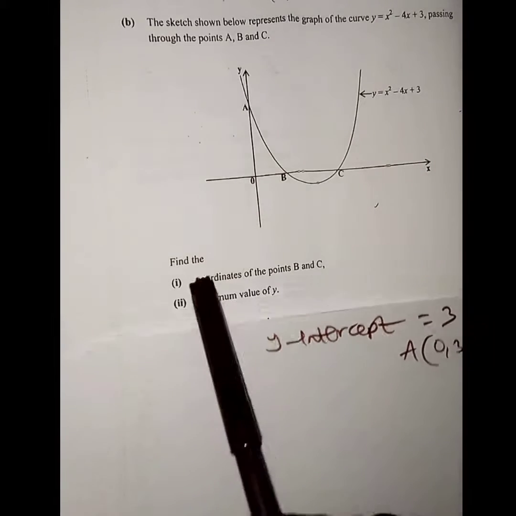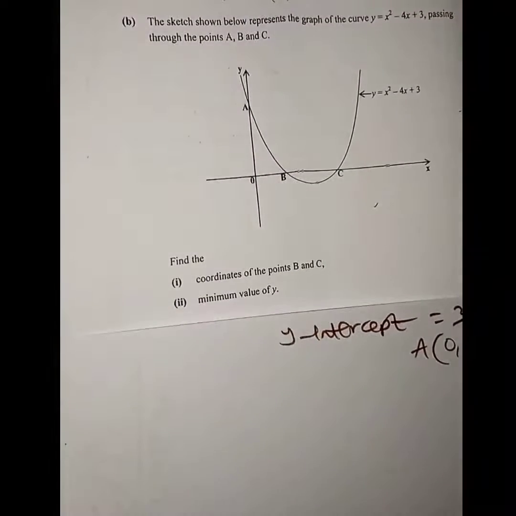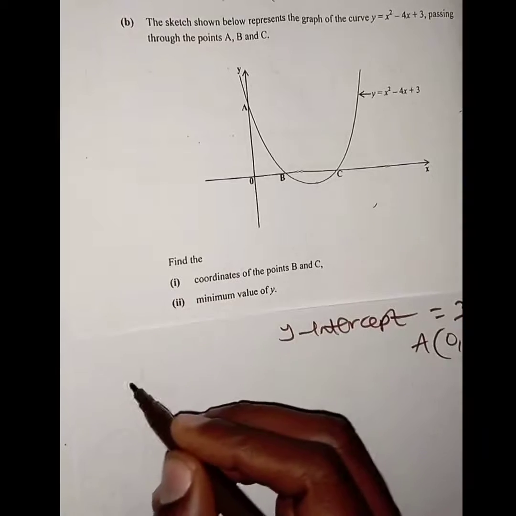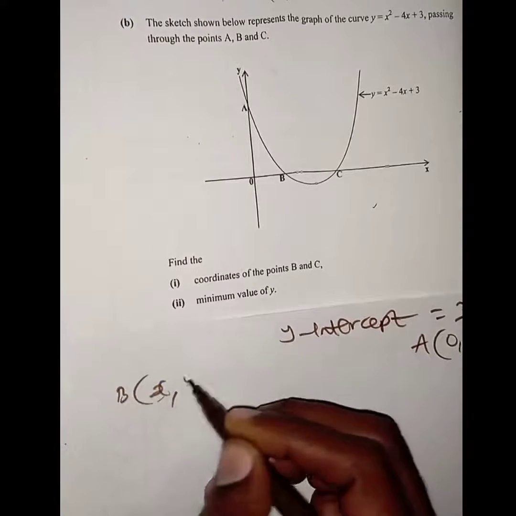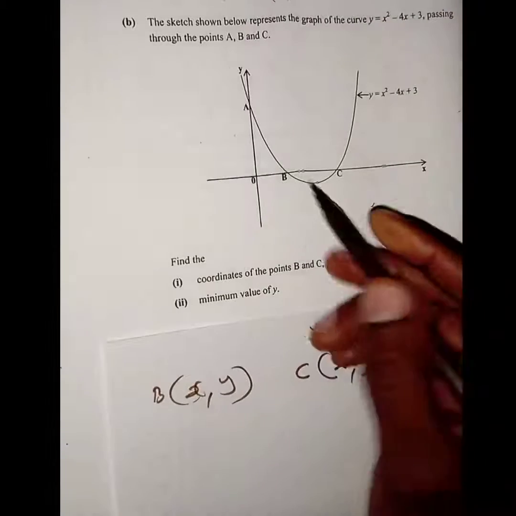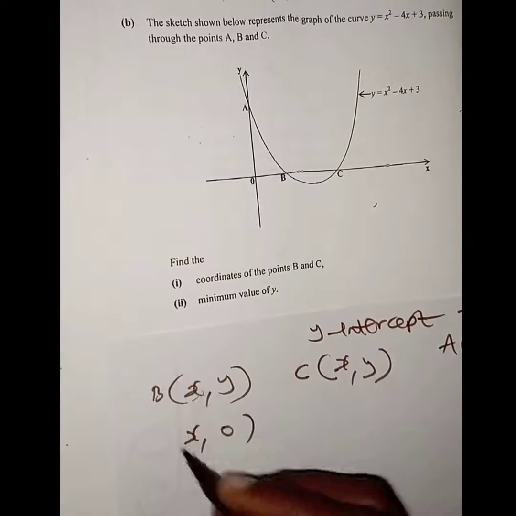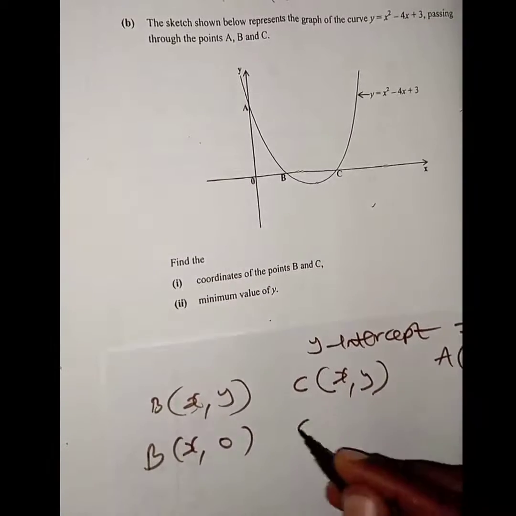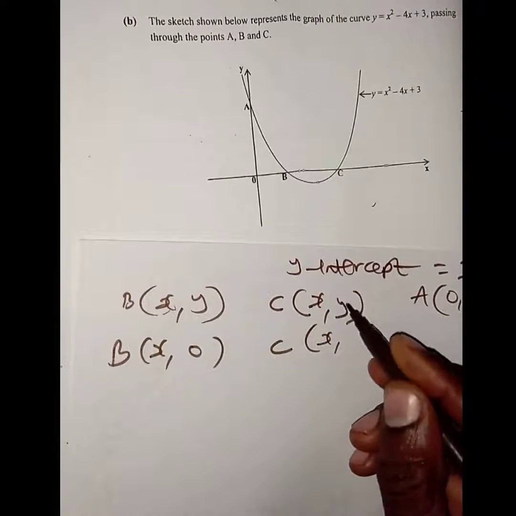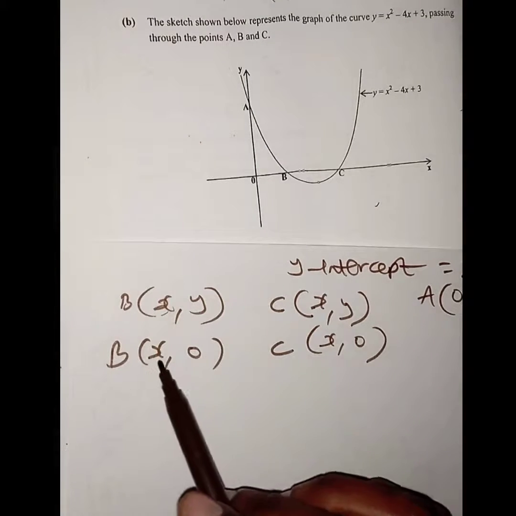So now, find the coordinates of points B and C. B and C, which are the x-intercepts. As you can see, if we had the 4 here for B, it was going to be (4, 0). A coordinate will possess an x value and a y value. Just like for C also, there will be an x value and a y value. So here, the x value is missing, but the y value is 0 because there's a 0 here. Even for C, the x value is missing, but the y value is 0. So as you can see, the x values are missing. Once we find them, we'll be able to put them here.